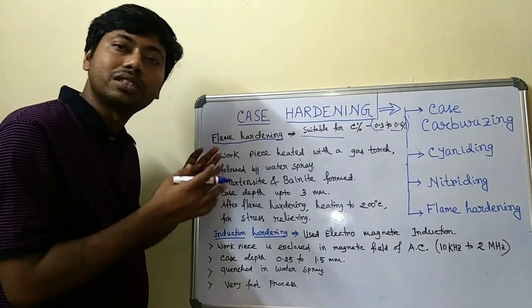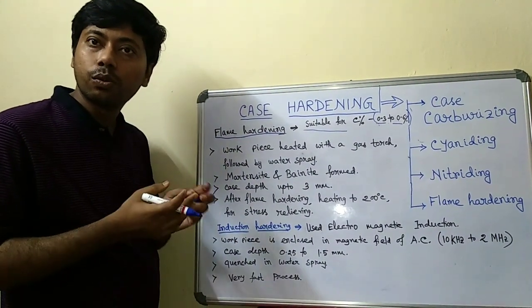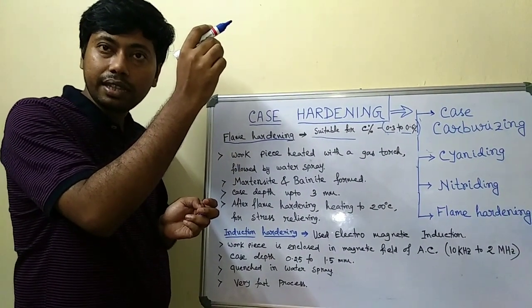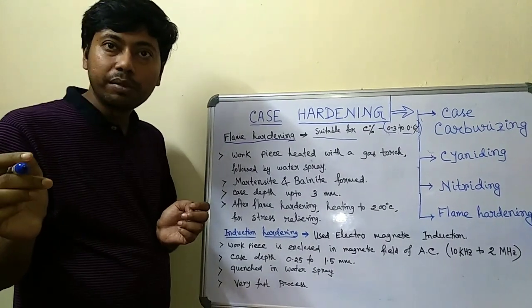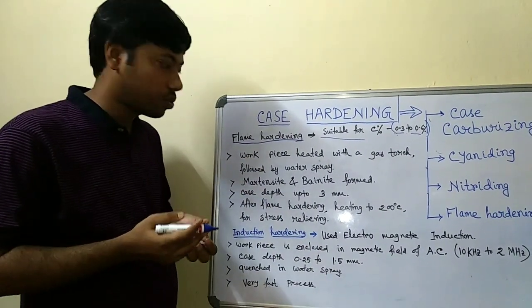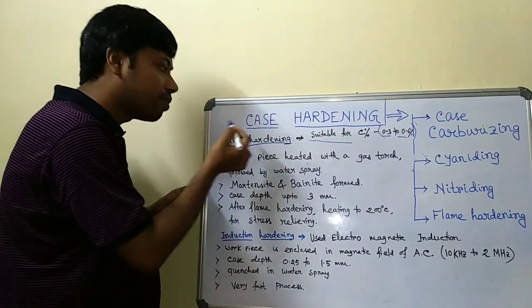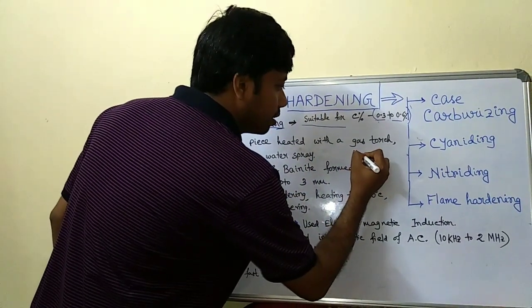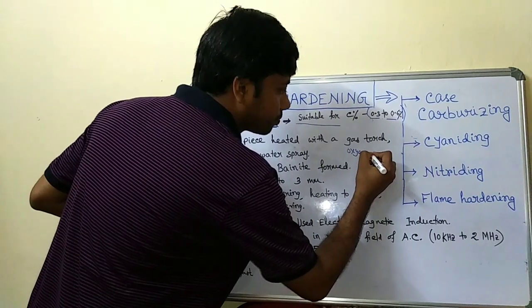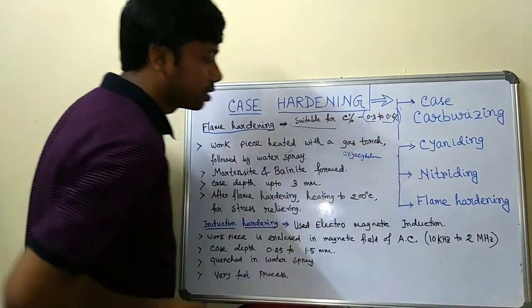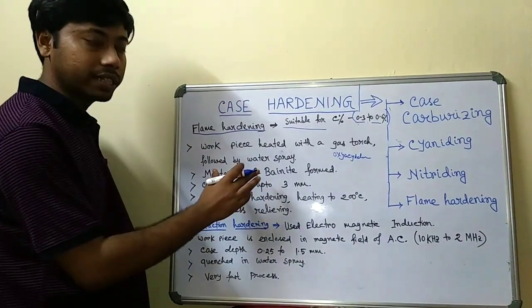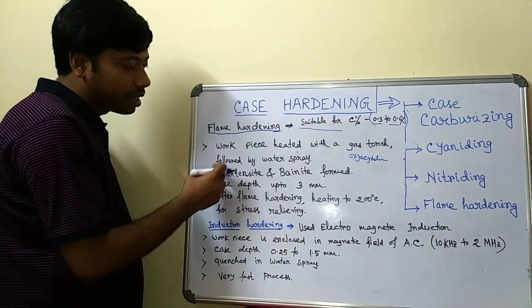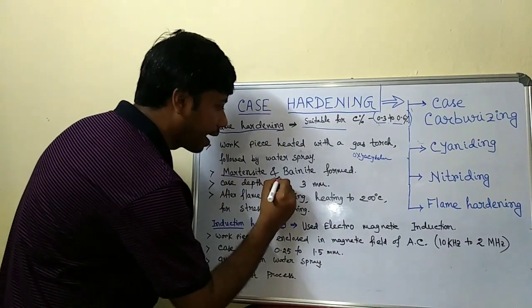This acts like a quenching process. As we discussed in the quenching heat treatment process, you heat the steel in the austenitic region, then cool it with a cooling medium like water or any other cooling solution. Same as flame hardening: first heat it with the oxyacetylene gas torch, followed by a water spray. As you know from water quenching, after water spraying the phases produced are martensite and bainite.